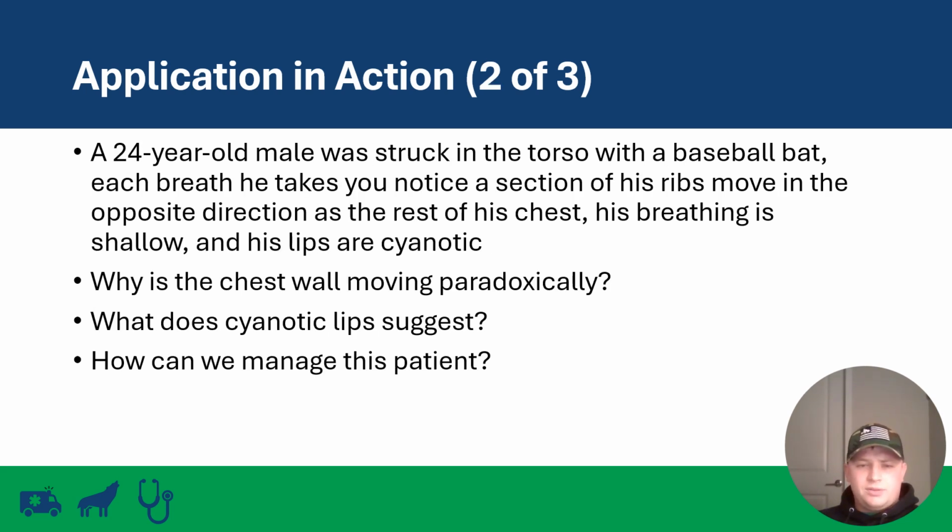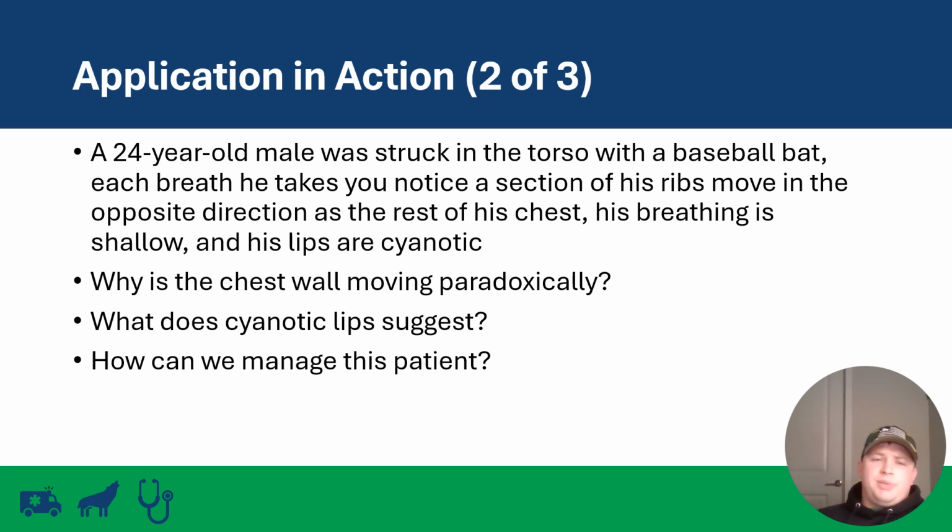All right, so next one, we've got a 24-year-old male who was struck with a baseball bat in the torso. And you kind of notice every time he takes a breath, he's got a section of ribs moving in the opposite direction. That's the rest of his chest. He's breathing kind of shallow, and his lips are cyanotic. So, questions I want you to think about. Why is his chest moving the wrong way or paradoxically? What does his cyanotic lip suggest? And how can we manage him? All right, take some time, pause if you need to.